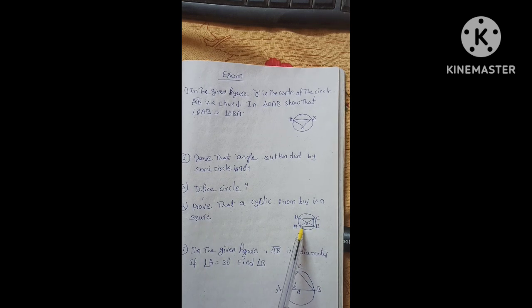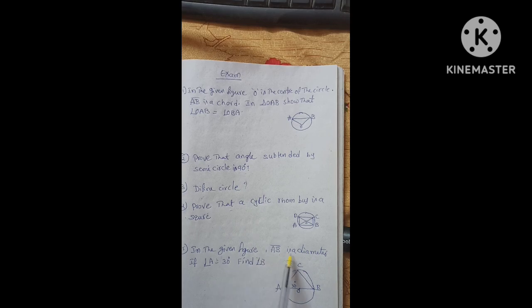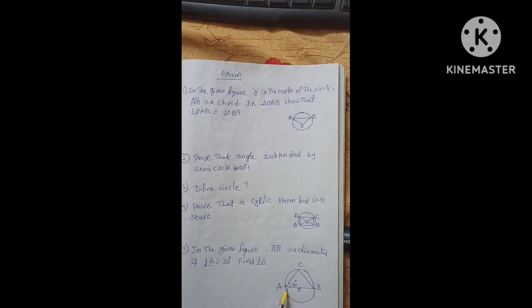In this figure, a square is formed, ABCD, with center O. Fifth question: in the given figure, AB is the diameter. If the angle is 30 degrees, find angle B. Here the angle is 30 degrees, find angle B.